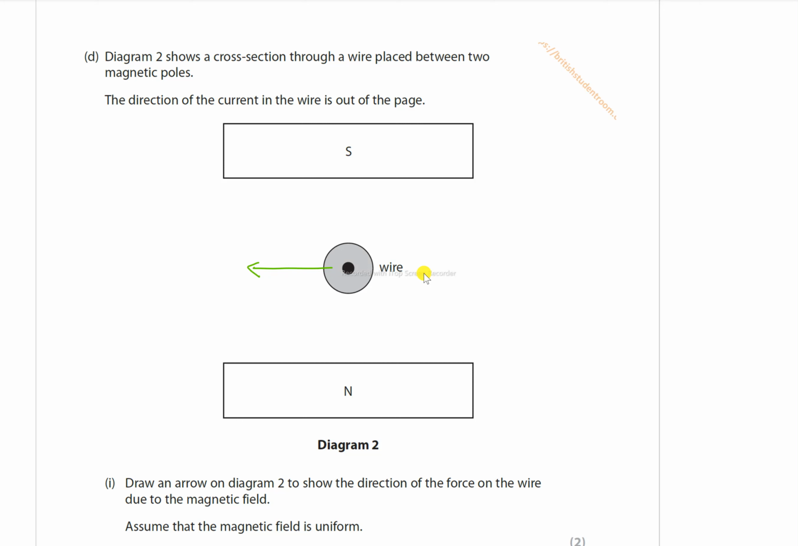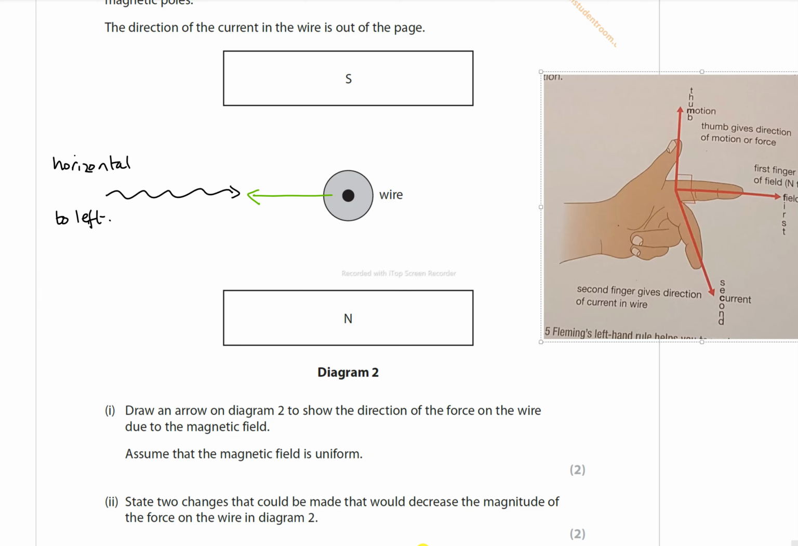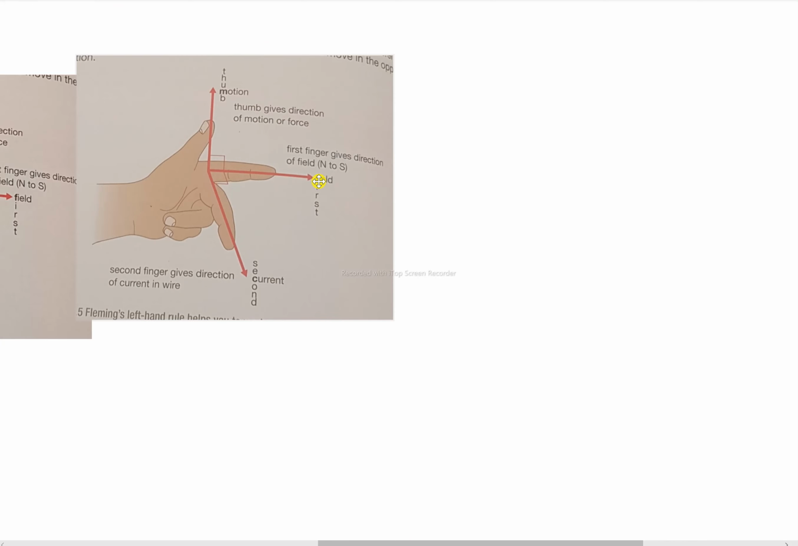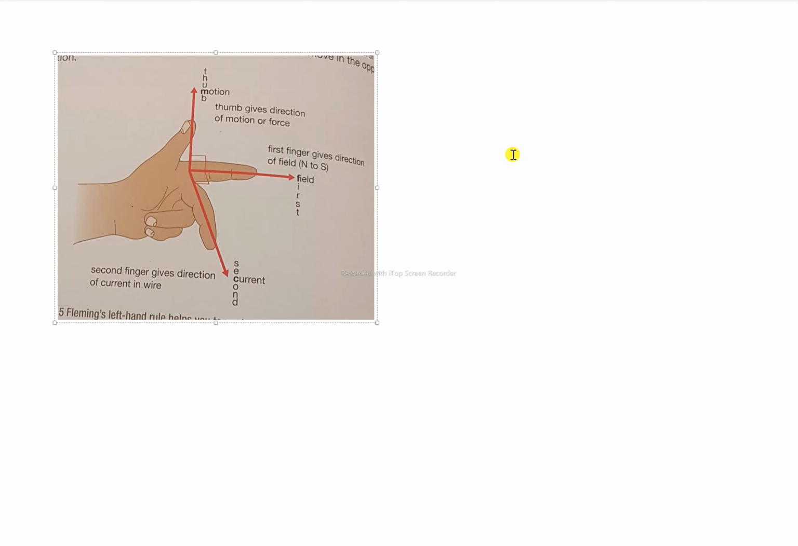Okay, so there are two things that they want from here. The line has got to be horizontal, and it's got to be pointing to the left. That's where your 2 marks are coming in. How does that work? What we've got to do is use Fleming's left-hand rule. Let's have a look at this. That's your Fleming's left-hand rule.